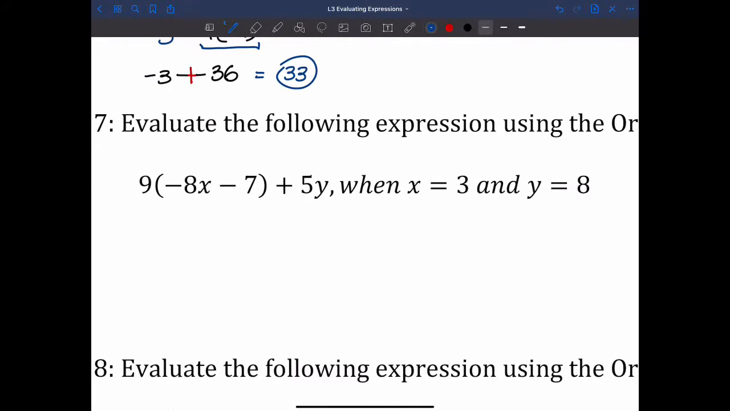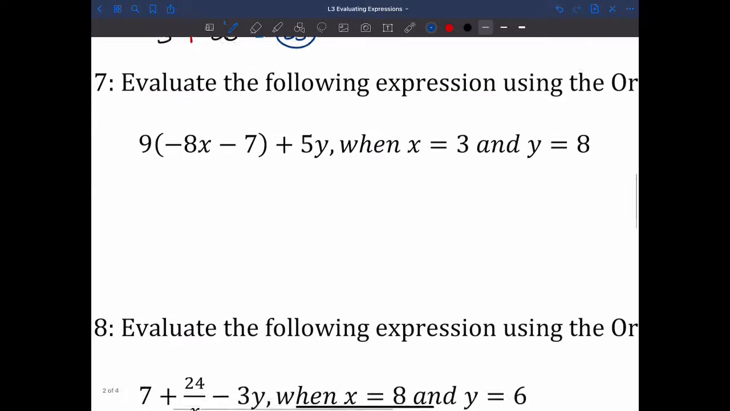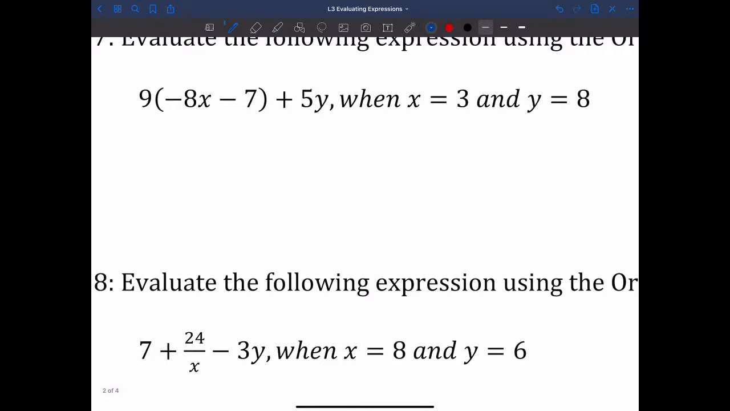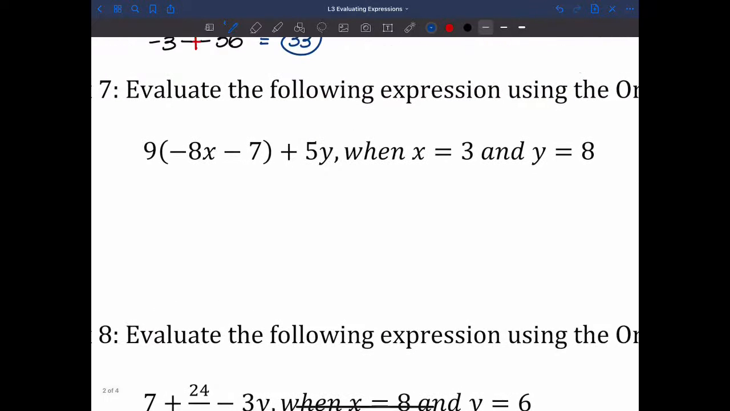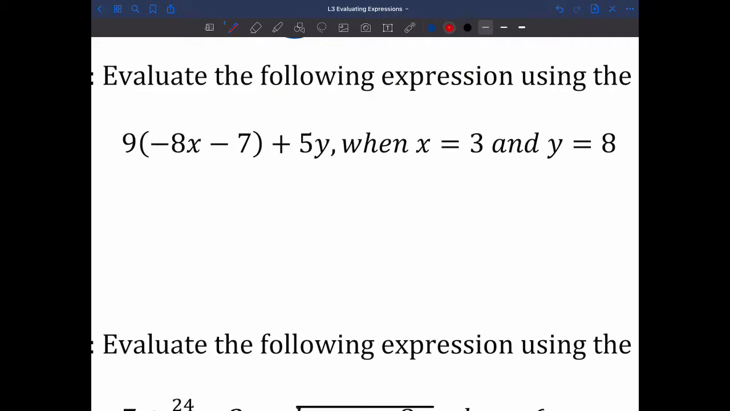So, again, what I might have you do is try 7 and 8 on your own, right? Pause here and then unpause when you think you got them and then check it against what I did. I'm going to run through them real quick. So, x equals 3, y equals 8. Start off by replacing everything. All right? I got -8 times that 3 there for the x. And then 5 times that 8 for the y.